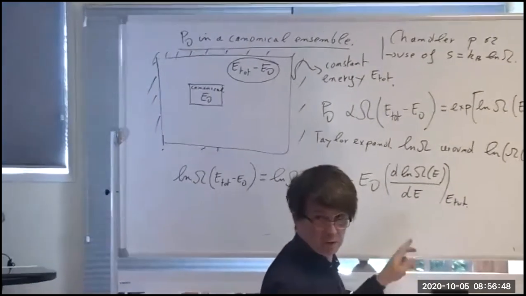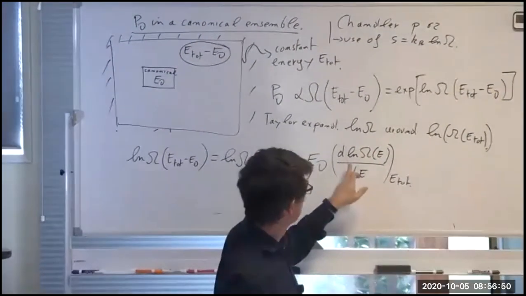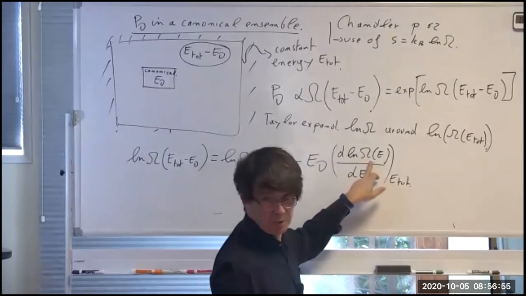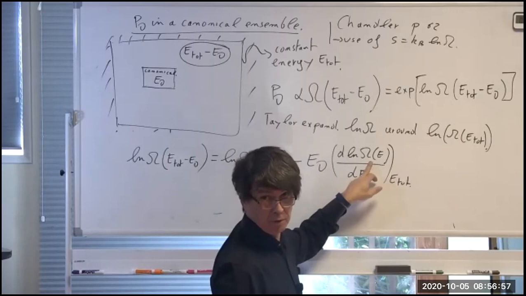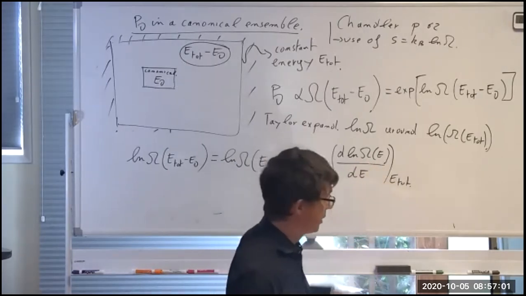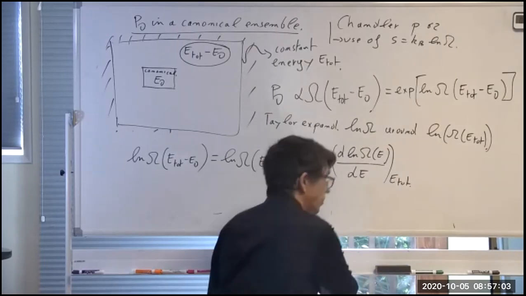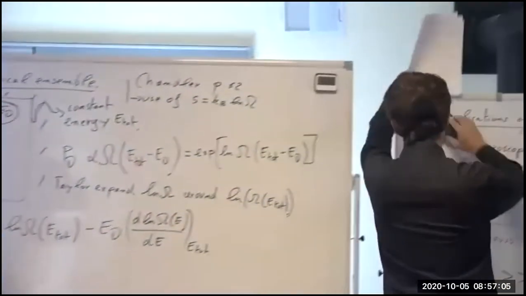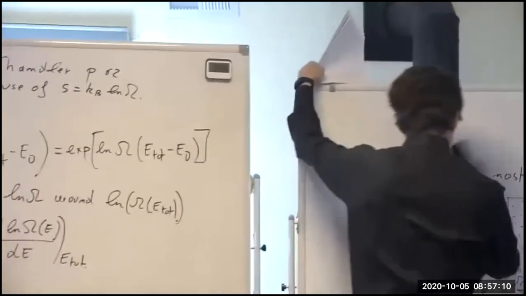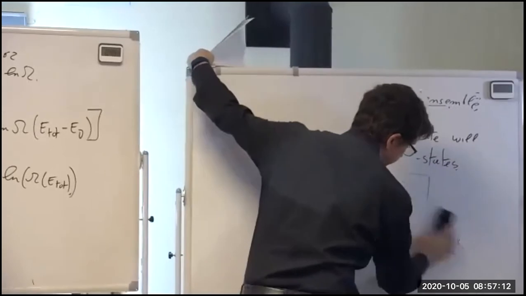And this is getting interesting, right? Because what do I have here? I have the log of omega, which is essentially entropy, right? Up to a Boltzmann constant. So I'm having a derivative of entropy with respect to energy. And if you remember a bit about the first part of our lectures, you can figure out what that derivative is.